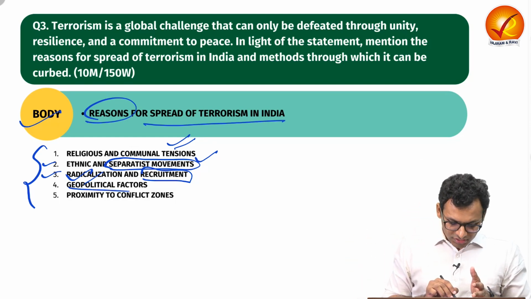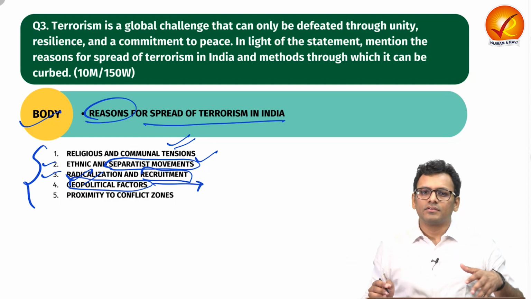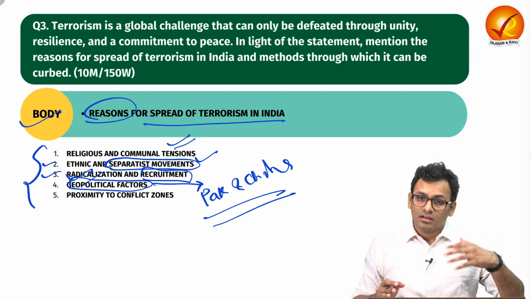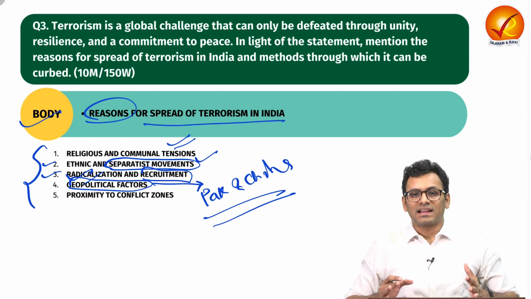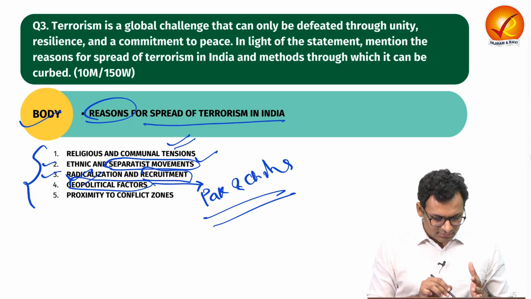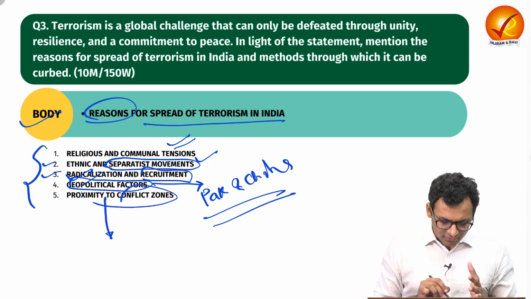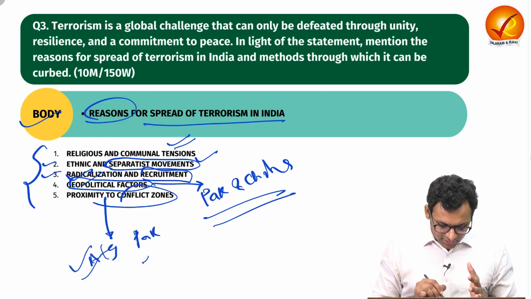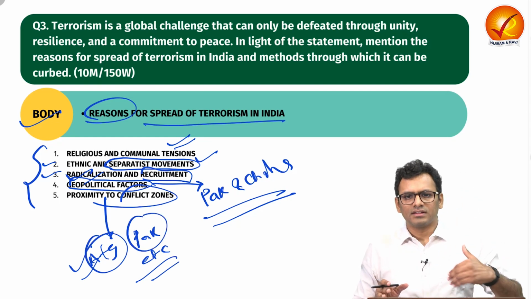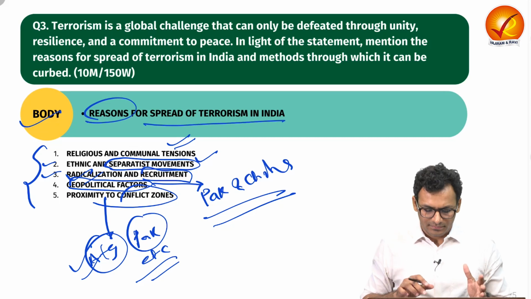activities. Fourth is geopolitical factors. We have two surrounding neighbors, Pakistan and China, which have created a lot of hurdles with respect to tackling terrorism, and thus we also have them as factors. And last is proximity to conflict zones like Afghanistan, Pakistan, etc. Right? So all these factors also lead to terrorist activities in India.